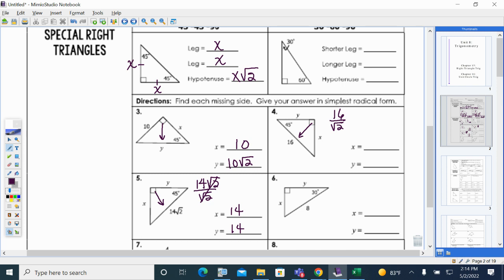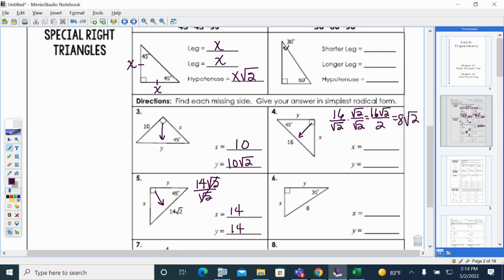So what we have to do to fix this fraction is what is called rationalizing the denominator. To do that, you're going to multiply by the square root of 2 over the square root of 2. In the denominator, the square root of 2 times the square root of 2 is just 2. And in the numerator, 16 times the square root of 2 is not going to multiply. And then I can reduce the 2 and the 16. 2 goes into 16 8 times.